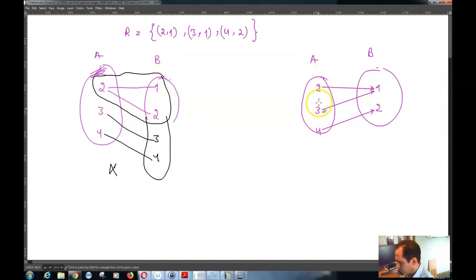But these two different pre-images have the same image, and that can be considered as a function. There is no problem with that. This is a function.